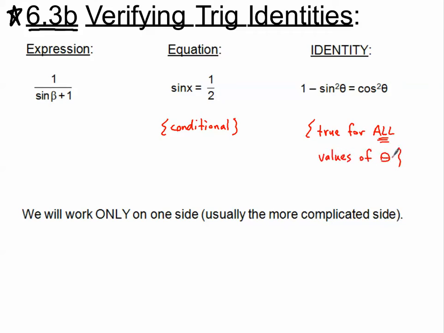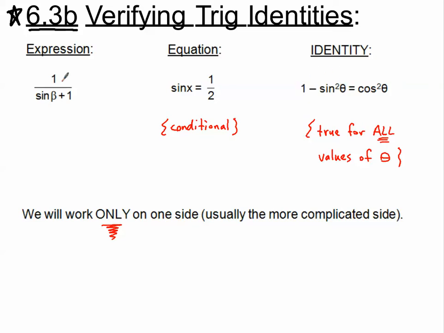We are going to be dealing with identities for the majority of this chapter, and we're going to be verifying them. So when we start to verify, we can only work on one side of our identity. Usually we're going to pick the more complicated side because there tends to be more things that we can do to work and solve, verify our identity. But understand we're only on a single side of an identity, which means we're only dealing with an expression.